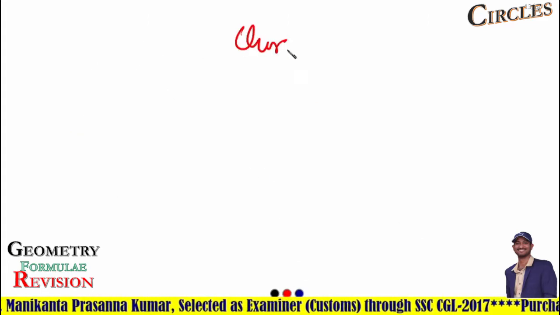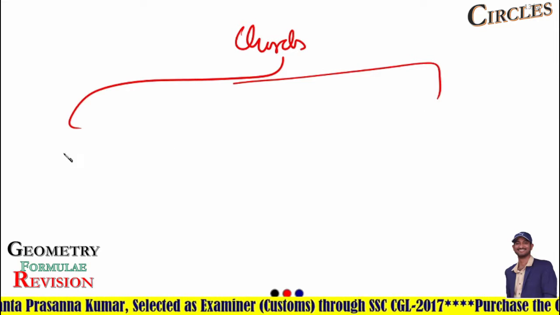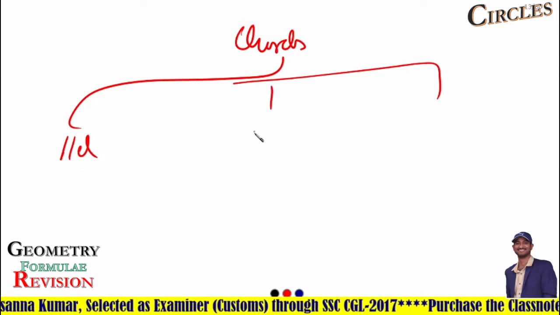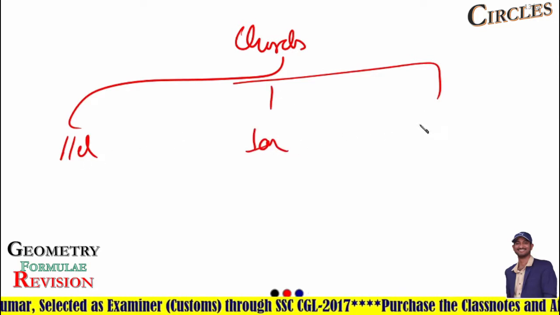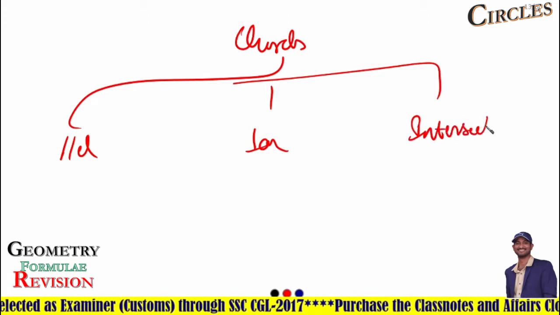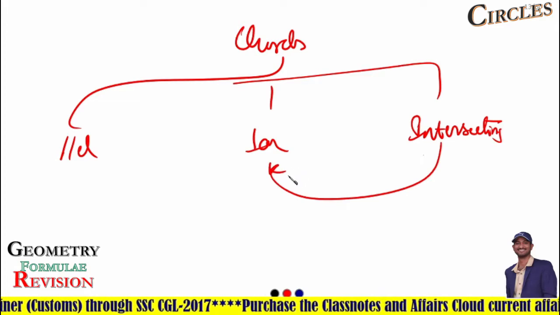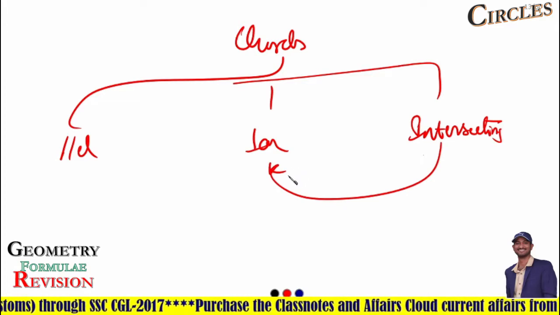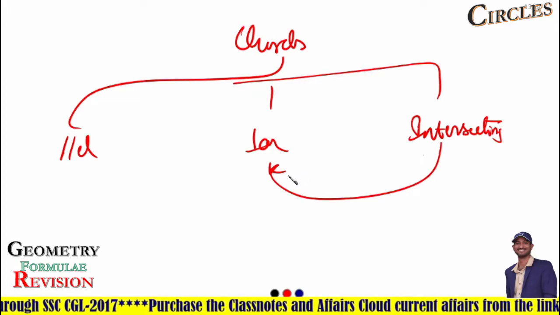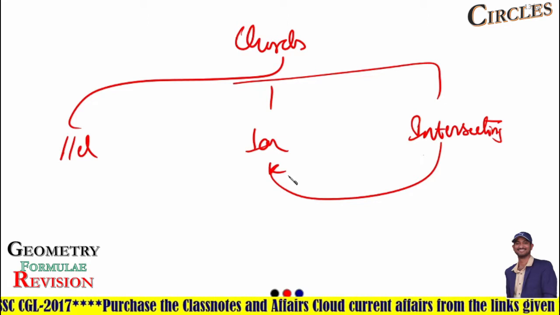Now we will discuss parallel chords. Chords have three types: one is parallel chords, another perpendicular chords, and next intersecting. If the angle between the intersecting lines is 90 degrees, then the chords are called perpendicular chords. So for each type of chords, we have some different properties. Let's see first, parallel chords.